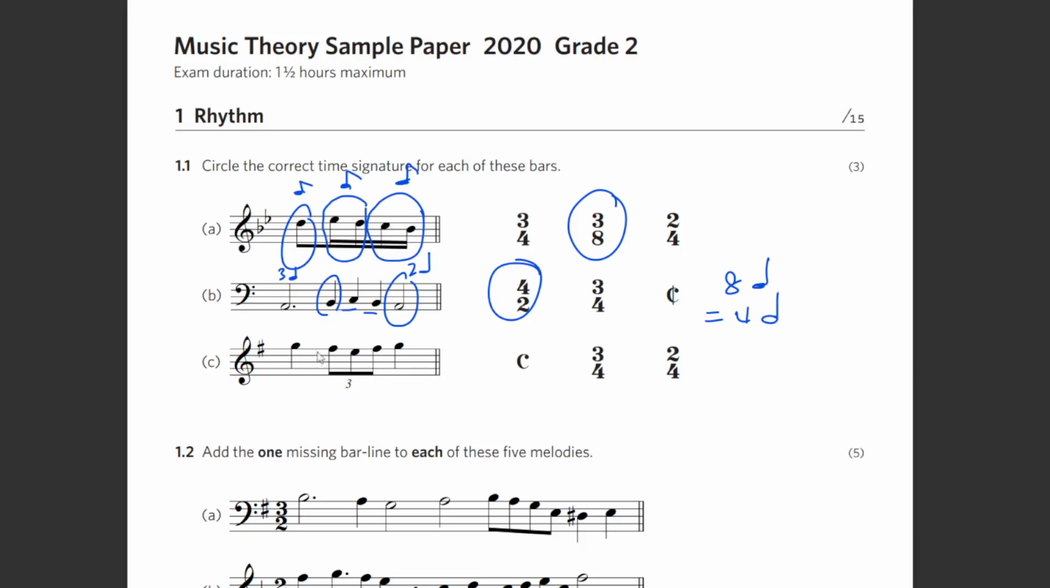Next, let's look at C. Let's count C in terms of crotchet beats. So we take a look at this. You have 3 quavers with a triplet sign below, and this will be equal to a crotchet beat. So there's 1 crotchet beat, 2 crotchet beats, 3 crotchet beats in a bar, and therefore it is 3/4 time.